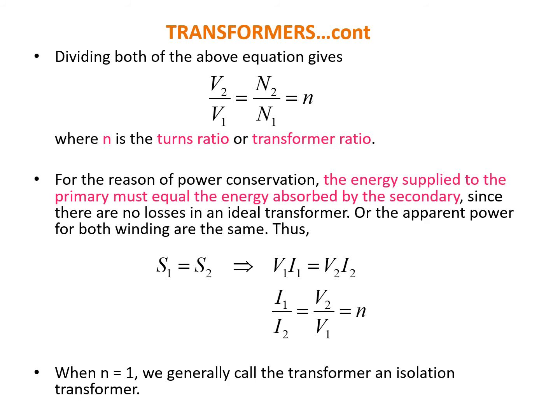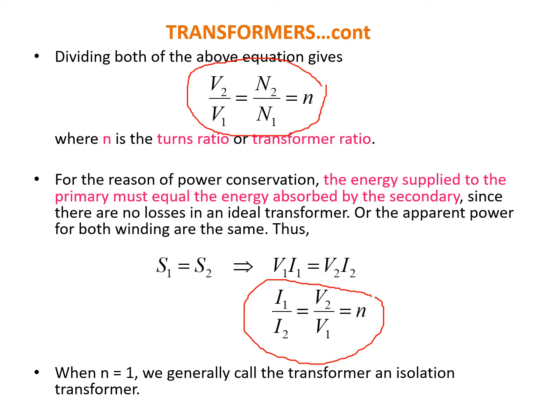V2 over V1 is equal to N2 over N1, which is equal to n, the turn ratio. You also have power conservation. The energy supplied to the primary must be equal to the energy absorbed by the secondary. So you will also have this. Okay, this is the formula.